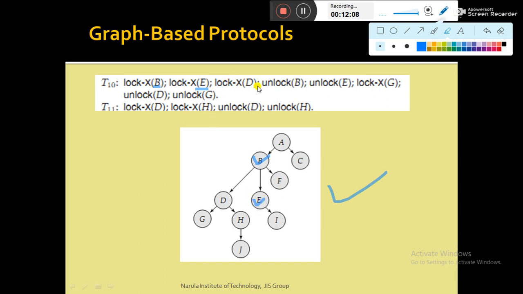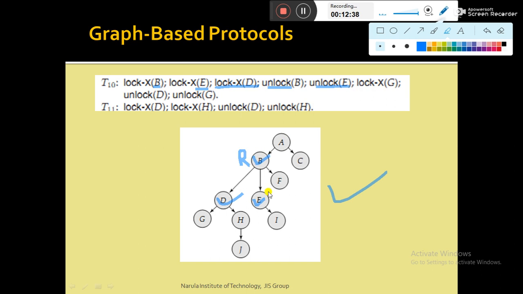Next, lock-X D means the transaction wants to lock the data item D. Again, the concurrency control component will follow the tree-based protocol and check whether the parent of D is locked or not. The parent of D is B, which is locked, so the lock request is granted. So D is also locked. Now unlocking starts, so it unlocks B. B is unlocked, so B is released.